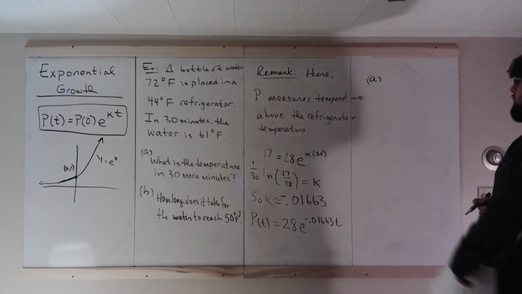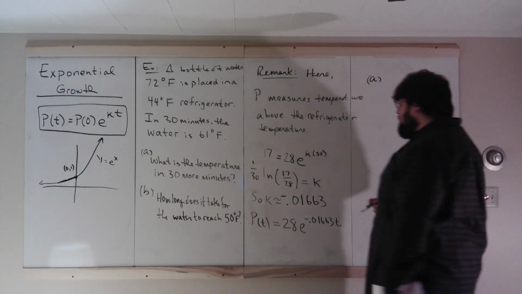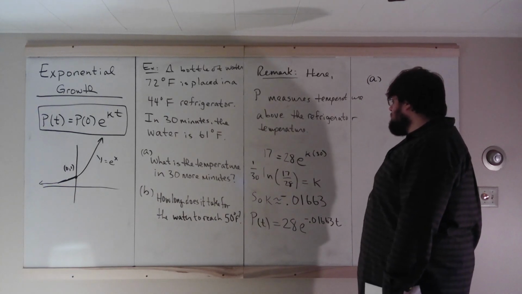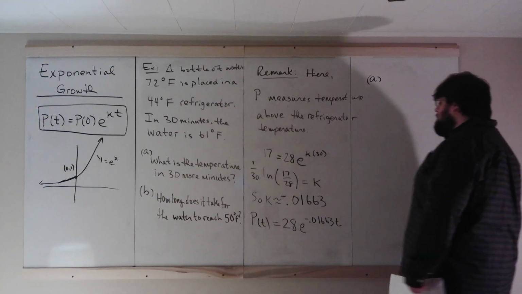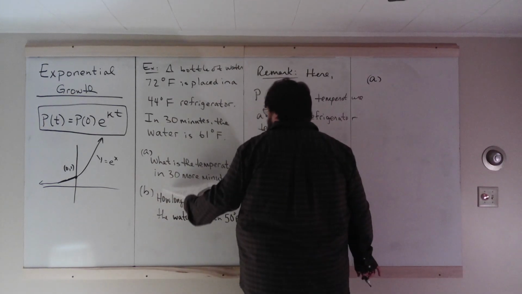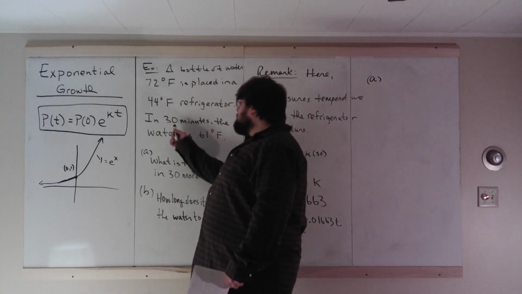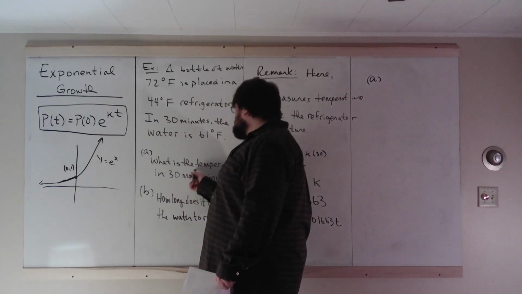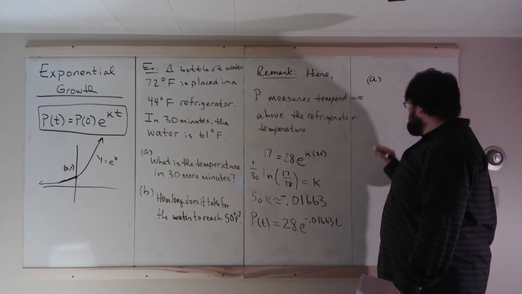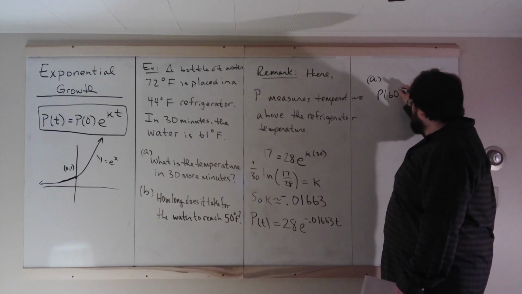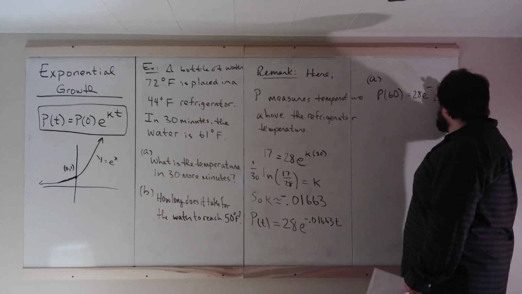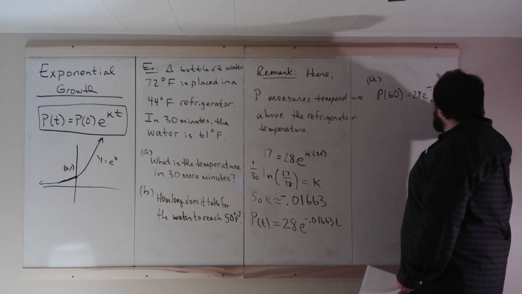A. What is the temperature in 30 more minutes? Well, let T equal 30. What happens when T equals 30? You get 17. In 30 minutes, the temperature is 61. What's the temperature 30 minutes after that? This is actually asking what is P of 60. P of 60 equals 28 e to the negative 0.01663 times 60.